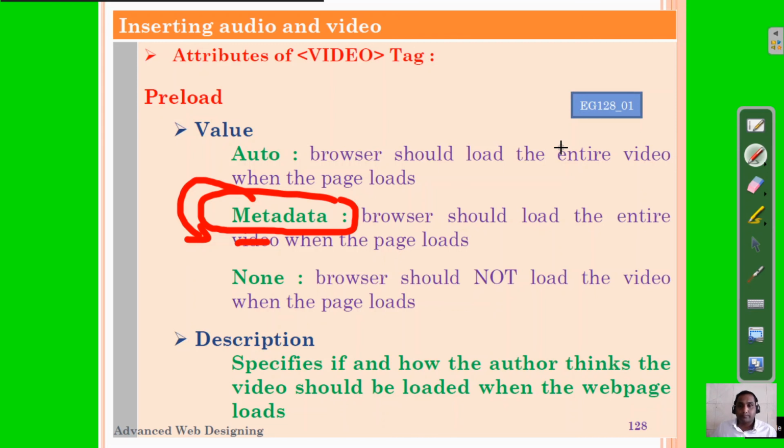Preload specifies if and how the author thinks the video should be loaded when a web page loads. Here users type preload equals either auto or metadata or none. Metadata means only information will be loaded. Auto, the entire video will be loaded. None will not load the video. It will only start streaming, meaning downloading at the time of playing. That is none.